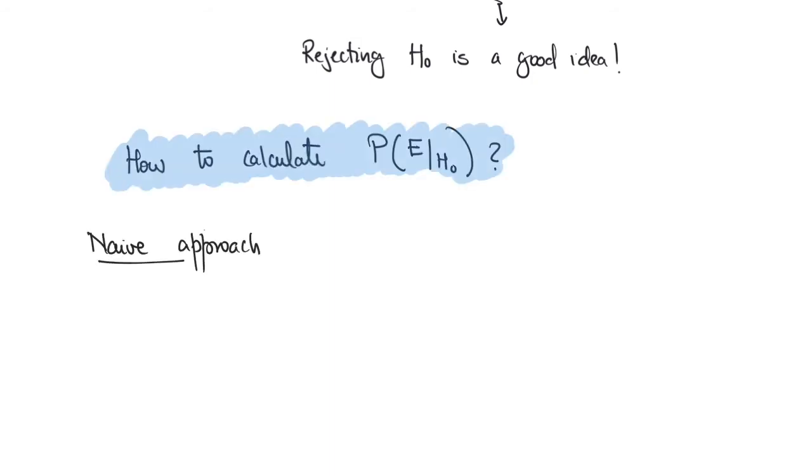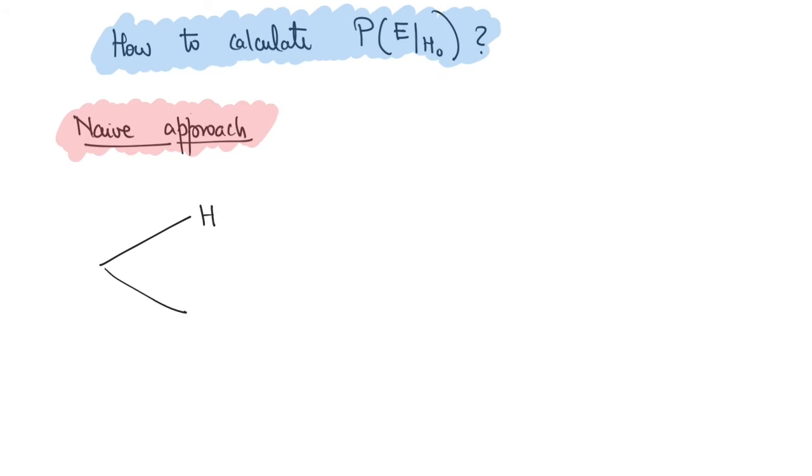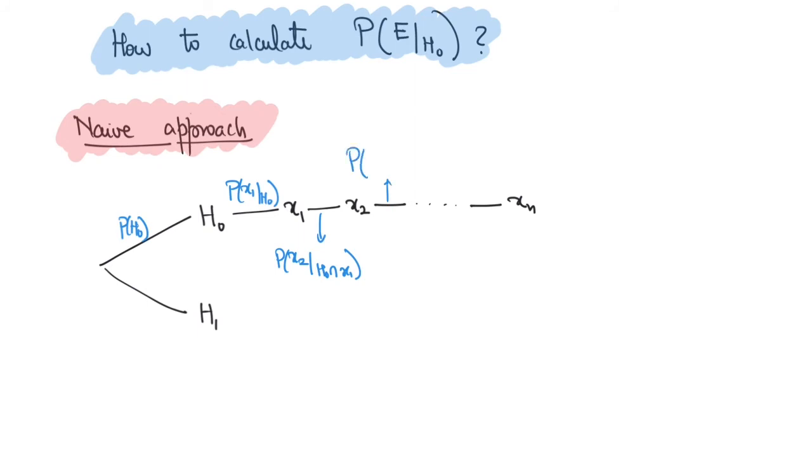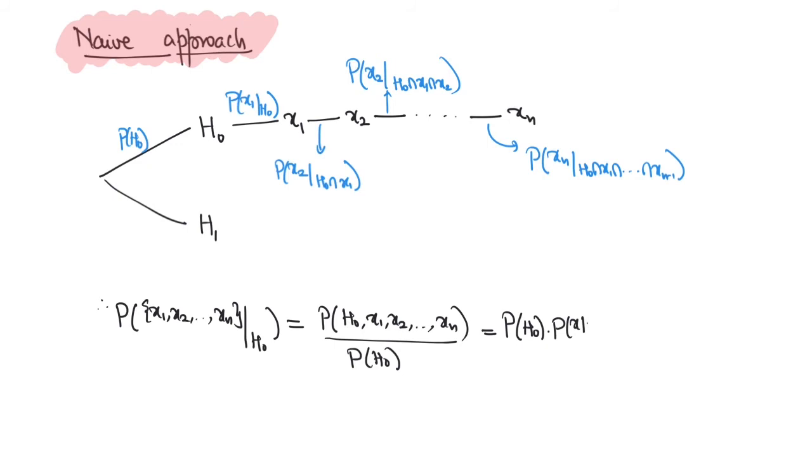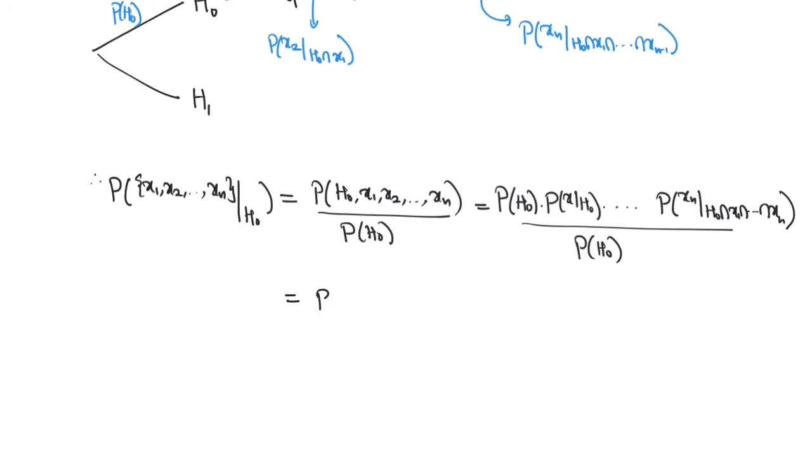We could consider a naive approach, that is, construct a tree diagram where the first level consists of the null hypothesis and the alternative hypothesis. And we have a bunch of conditional probabilities here along the edges. And we can calculate E given H0 using this naive approach, that is a product of all the probabilities along the branch divided by the probability of H0. This results in the following product of probabilities.